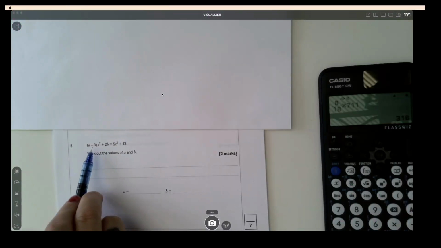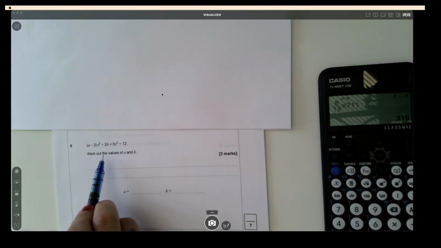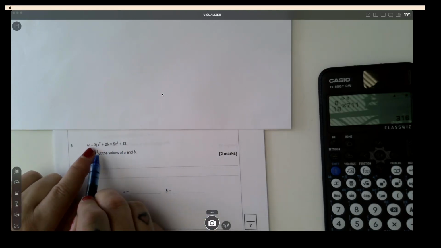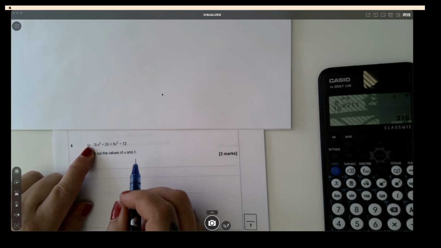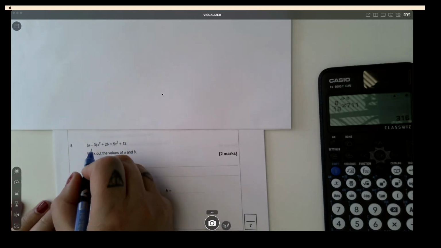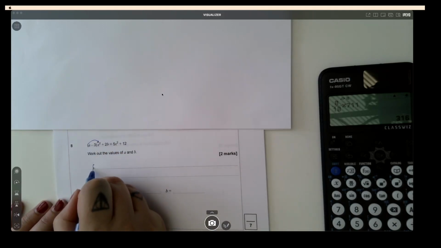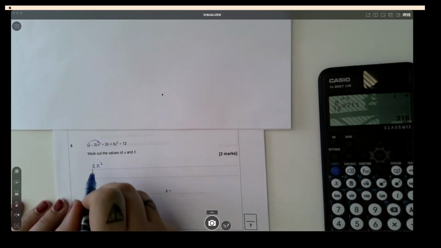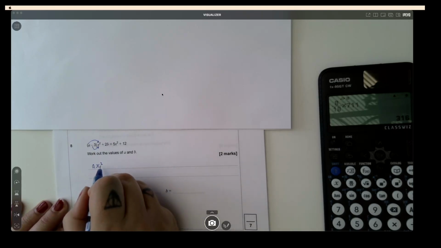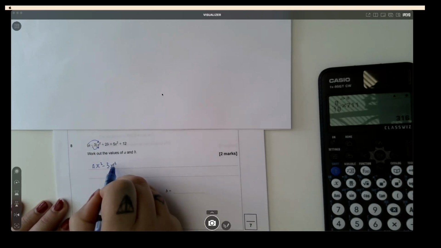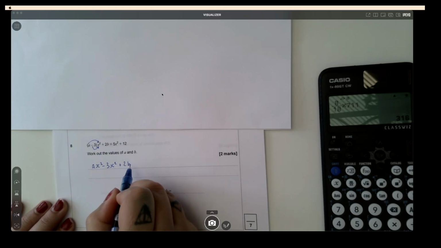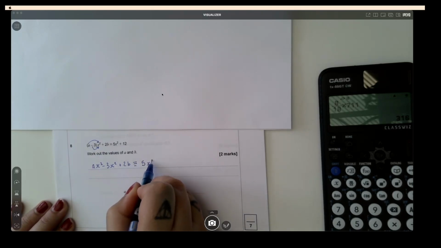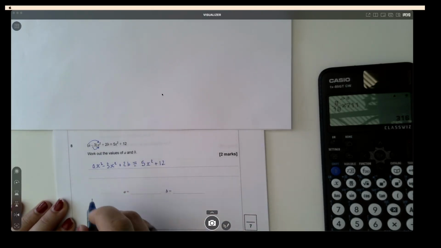Question 8. We have this identity here because we've got the 3 lines in the middle. That means the left-hand side is identical to the right-hand side. Work out the values of a and b. So the first thing I'm going to do is expand and simplify the left-hand side just to make my life a little bit easier. So a multiplied by x squared is ax squared. Negative 3 multiplied by x squared is negative 3x squared. And then I've still got the plus 2b. I've not done anything with that. And that's identical to 5x add 12.